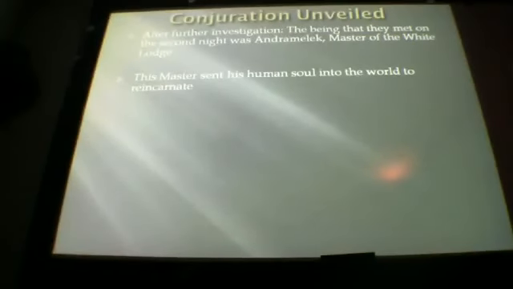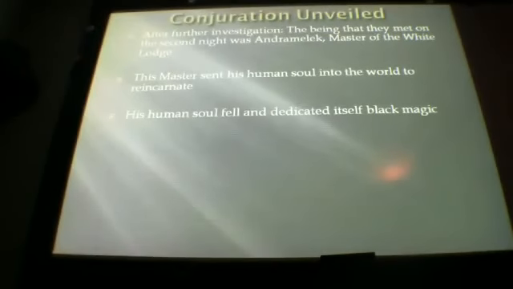After further investigation, the being that they met on the second night was Andremelech, the master of the White Lodge. The master sent his human soul into the world to reincarnate. So the human soul, remember, being at the level of Tiferet, above that divine soul, above that Intimus. His human soul fell and dedicated itself to black magic.